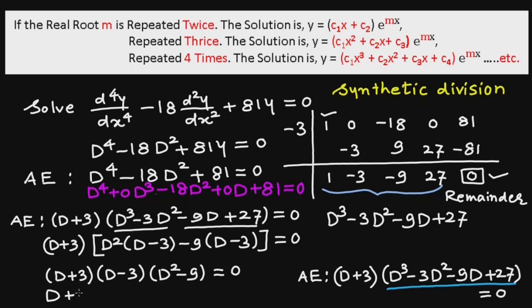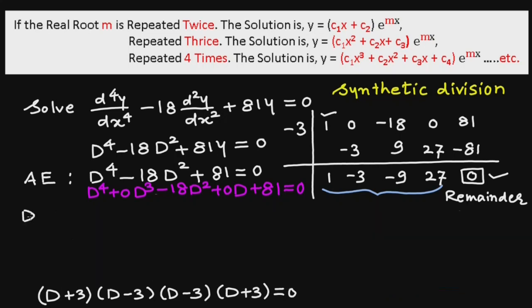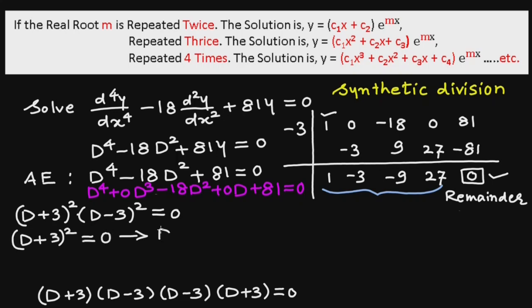So factorizing D square minus 9, D minus 3 into D plus 3 equals 0. It will be D plus 3 whole square into D minus 3 whole square equals 0. D plus 3 whole square equals 0 gives two repeated roots minus 3, minus 3, and D minus 3 whole square equals 0 gives two repeated roots 3 and 3.